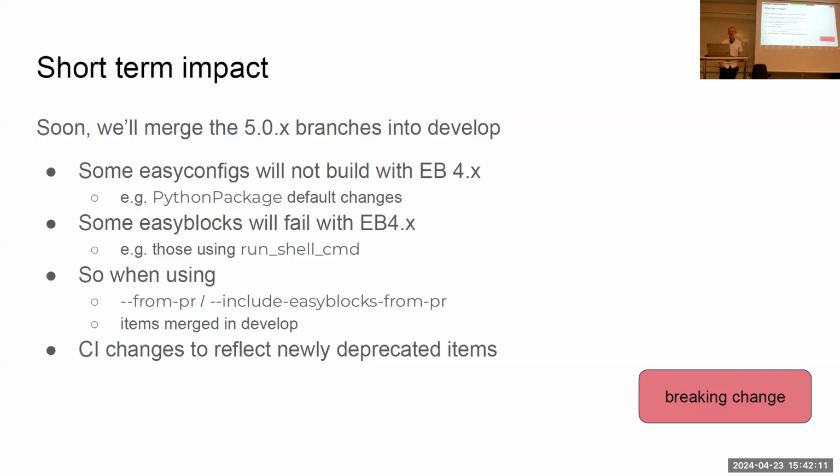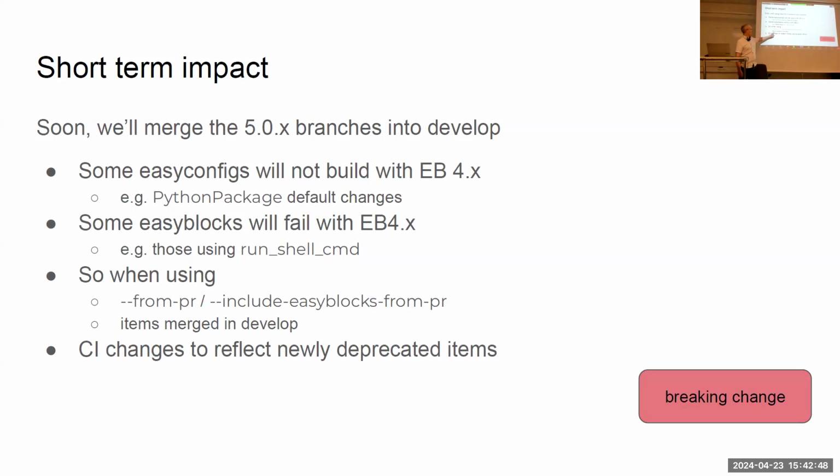So, it will make it slightly harder to be used in develop at that point. Some EasyBlocks in development, in PRs or in develop will fail because they're using run_shell_command, which obviously isn't in EasyBuild 4. So what this will mean is, if you're using --from-pr and include EasyBlocks from a PR, you might have to think about what you're doing, and we will advise as to what's going on and what you should do, and workarounds.